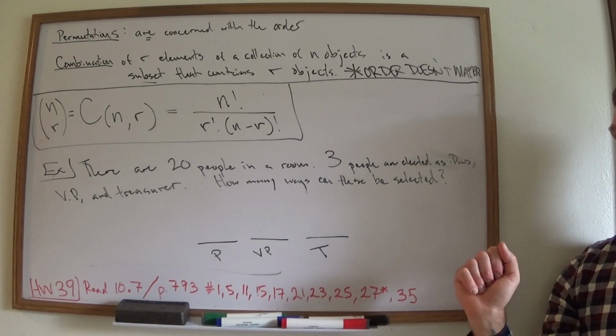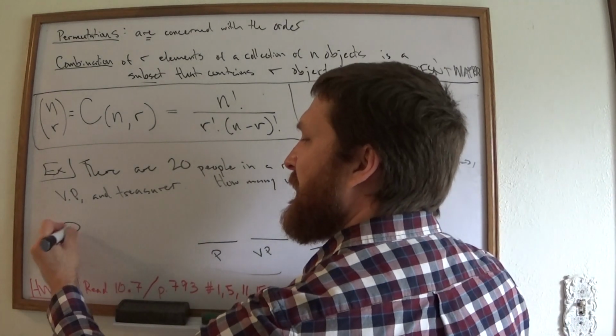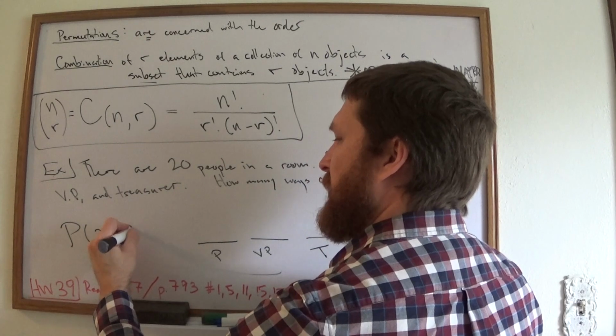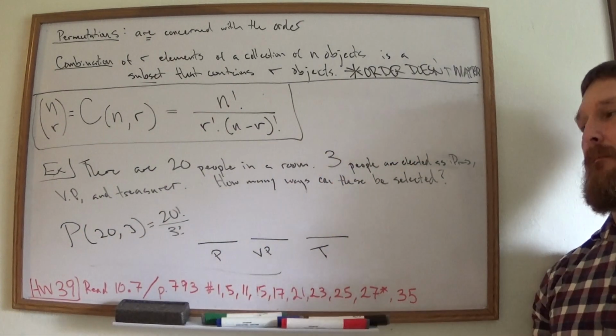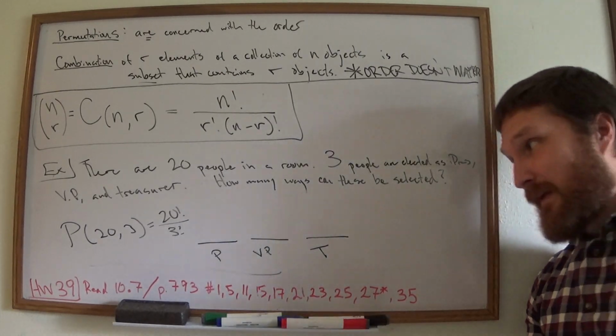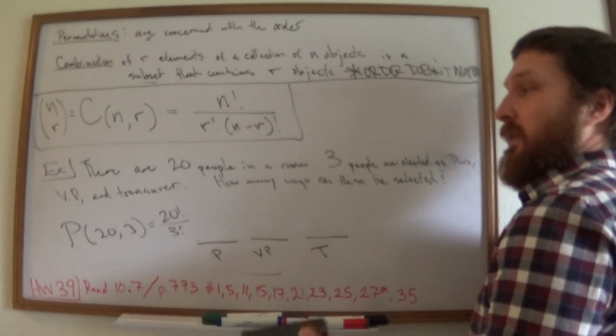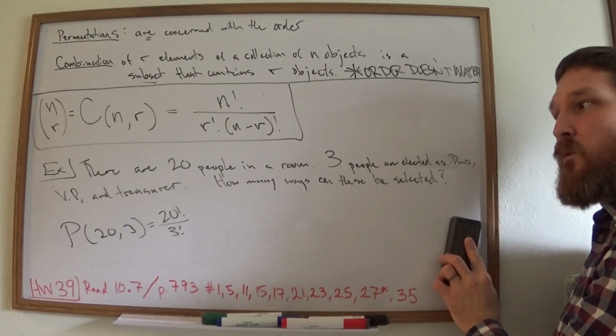20 factorial over 3 factorial. Yes, it would be P(20,3). So that would be 20 factorial over 3 factorial. Okay? Yeah, if you're like me, you hate this. Like, I hate it so much. But yeah, that's the idea, right?